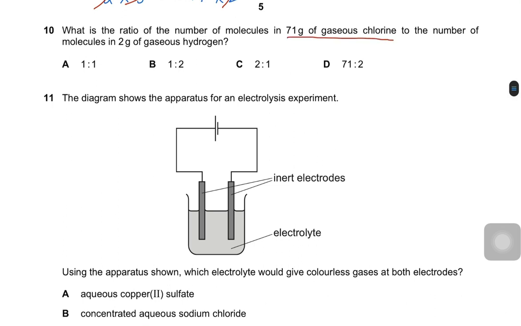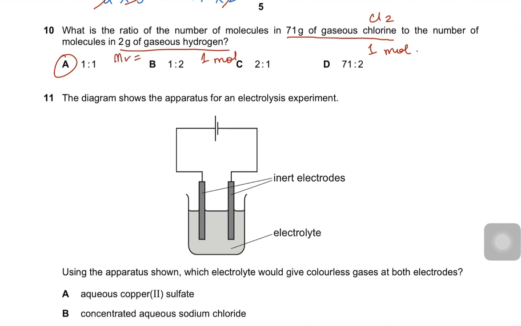71 gram gaseous chlorine is 1 mole. But you're going to be like, sir, isn't the molecular mass of chlorine 35.5? No. 35.5 is 1 chlorine's atomic mass. Chlorine means Cl2. To the number of molecules in 2 gram gaseous hydrogen. That is again 1 mole. So it's going to be like 1:1 ratio because both have 1 mole.